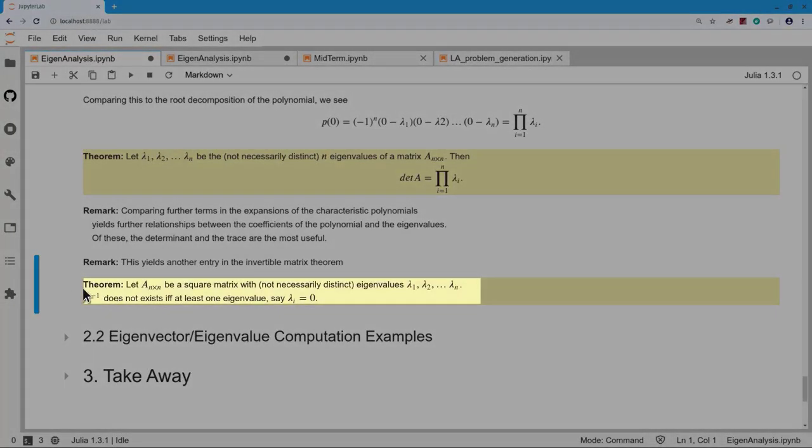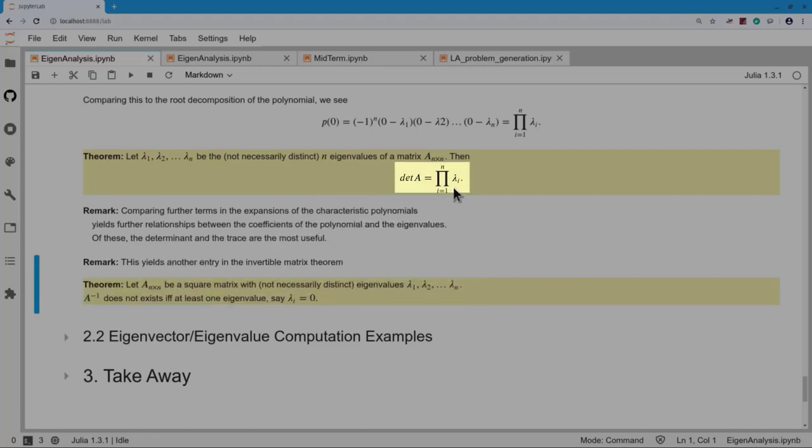Our invertible matrix theorem now has a new line in it. A inverse exists if and only if the determinant is non-zero, but that says if and only if all of the lambdas are not zero. Because if any one eigenvalue is equal to zero, that product is zero and the determinant of A is zero. If none of them are zero, that product is not zero, and the determinant of A is not zero.